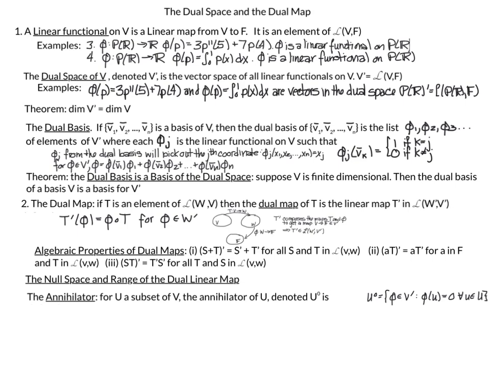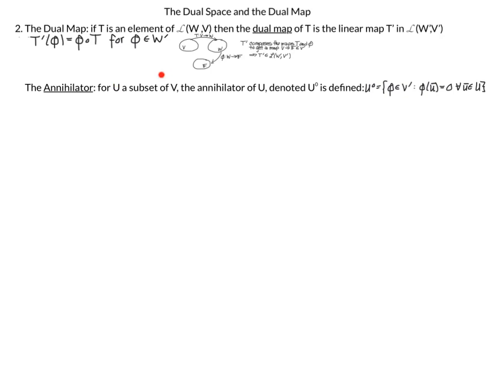Next, we'll look at null space and range of the dual linear map, and we'll start with the annihilator. For U, a subset of V, the annihilator of U, denoted with this U superscript 0, is defined by phi in the dual space such that phi of u is equal to 0 for all vectors u in the subspace U.